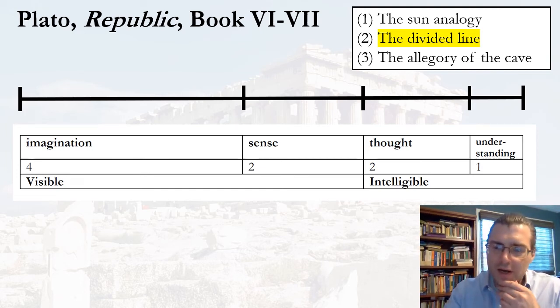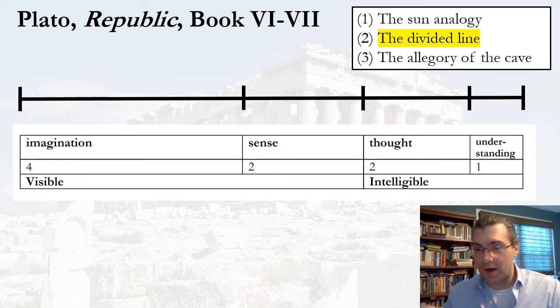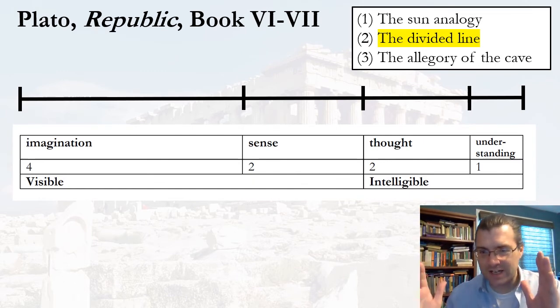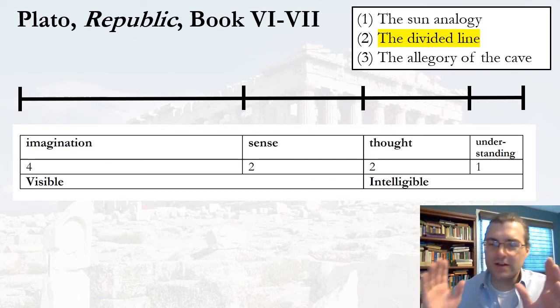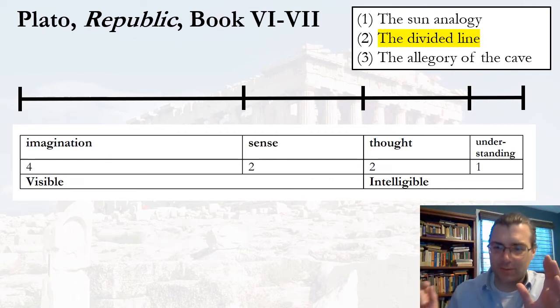At this point, Socrates introduces a new image, which is the divided line. He says, make a line and divide it in unequal portions, so one part longer than another, and then divide each of those portions in the same ratio.